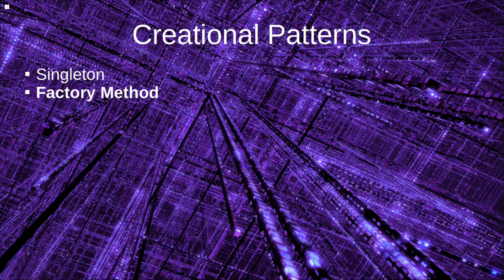Factory method defines a method for creating objects, letting subclasses decide which concrete class to instantiate. Abstract factory provides an interface for creating families of related or dependent objects without specifying their concrete classes.